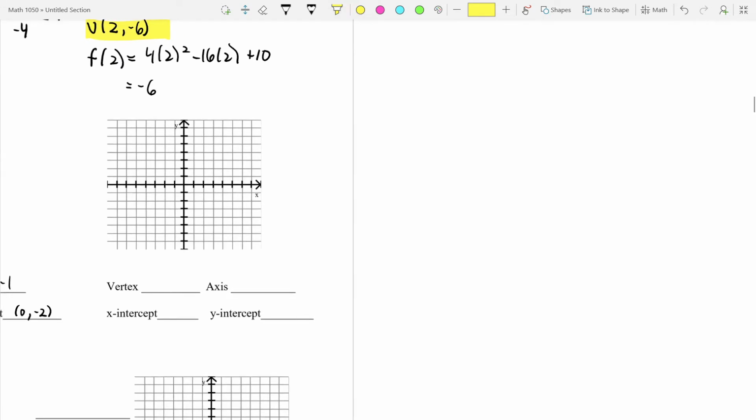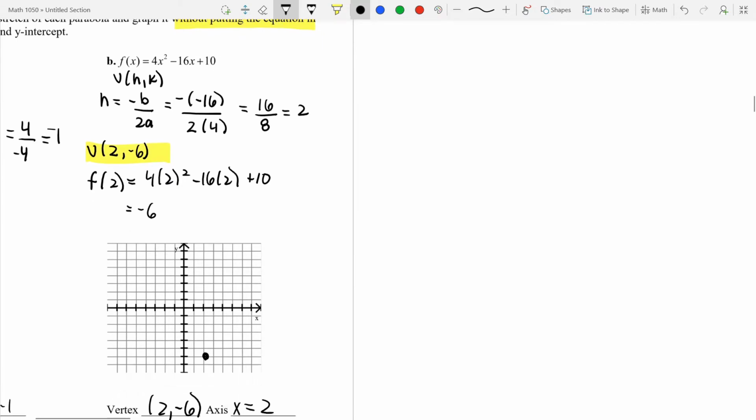So my vertex is (2, -6). Okay, let's write that down here. The axis of symmetry is x equals 2. Okay, now let's graph it. Everybody go right 2, down 6. Okay, right there.